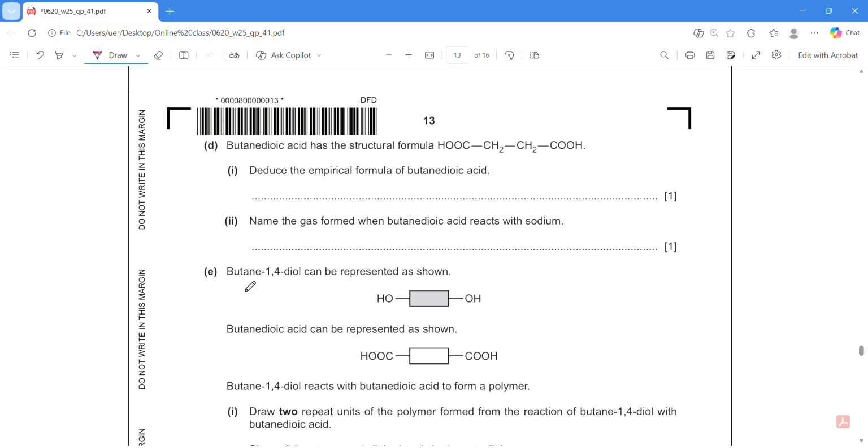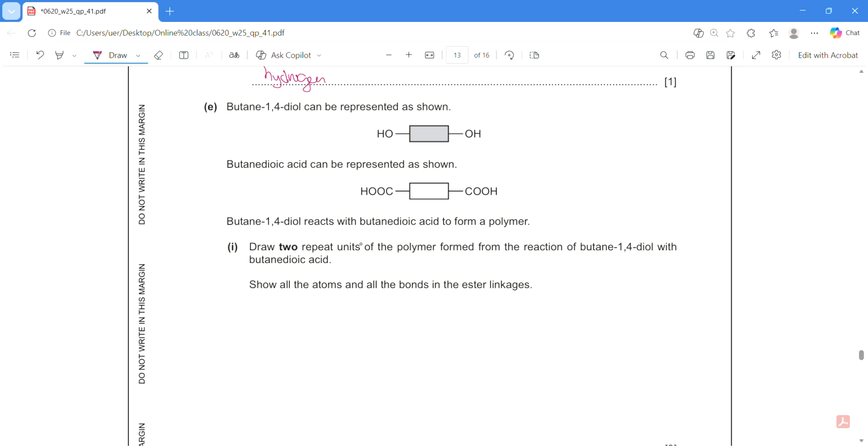Okay, next page. Deduce the empirical formula of this butanedioic acid. Empirical formula means the formula in the simplest form. So you just have to calculate the total C, H and O here and then simplify it until the simplest form, and you should get the answer C2H3O2. Okay, D2. Name the gas formed when the butanedioic acid reacts with sodium. So acid plus metal always gives you hydrogen gas. So easy. Question E. Draw 2 repeat units of the polymer formed.